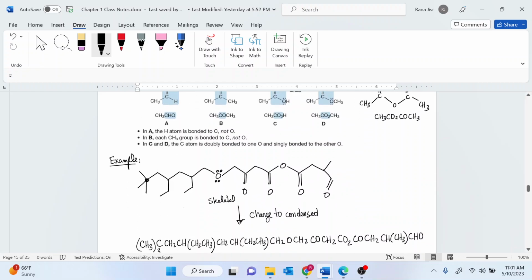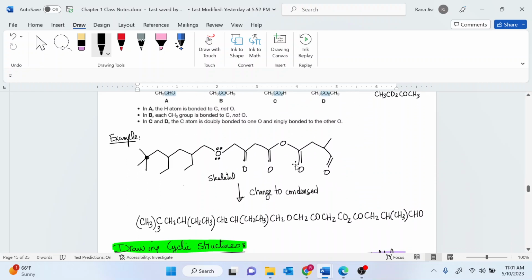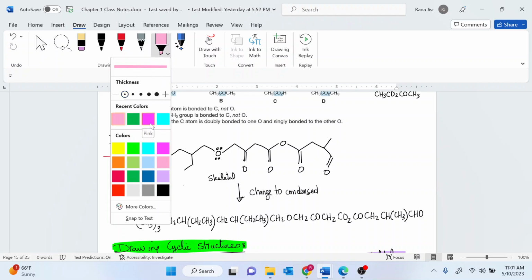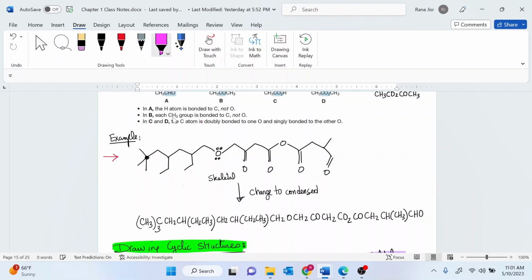Okay, so for now, we're going to learn how to draw molecules that include oxygens. So let's say we have this skeletal form, and let's go ahead and change that into a condensed form. To do this, we're going to start from this end over here, and I would always prefer to neglect all the branched carbons. This means that I'm just going to go with the main chain, and the main chain is this one, the zigzag one.